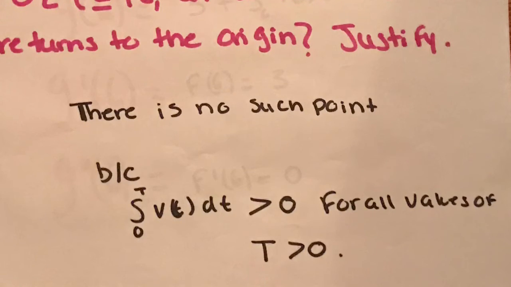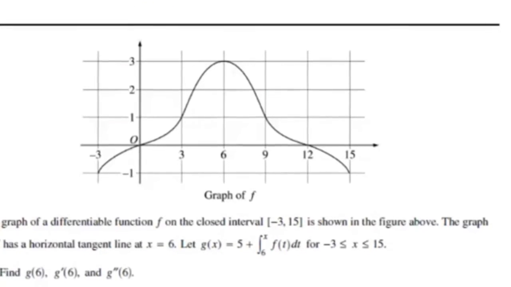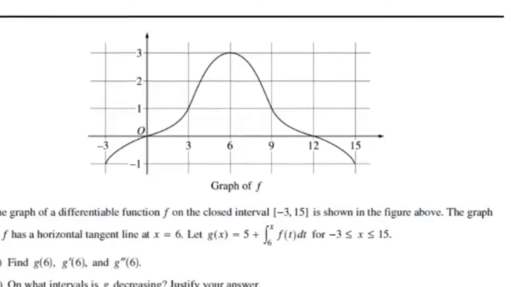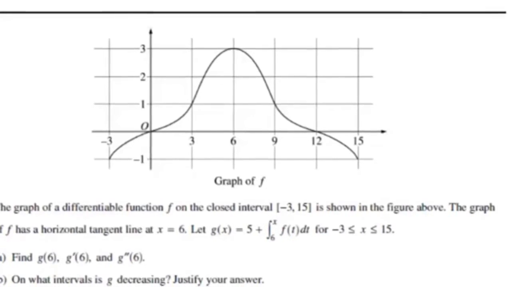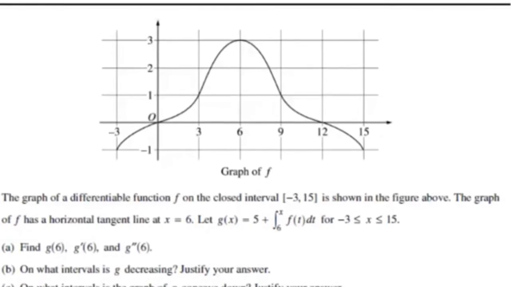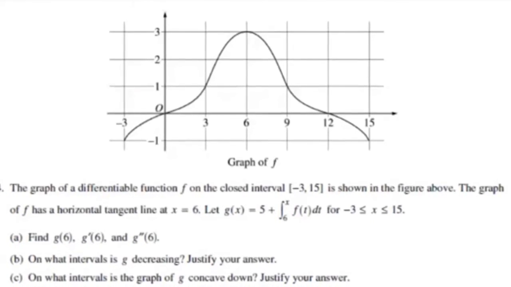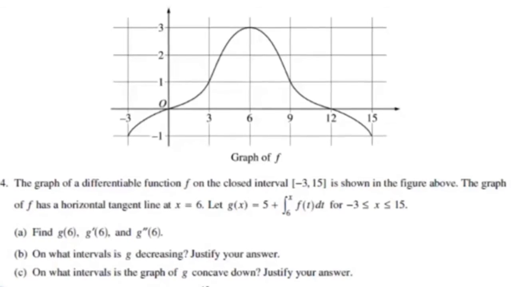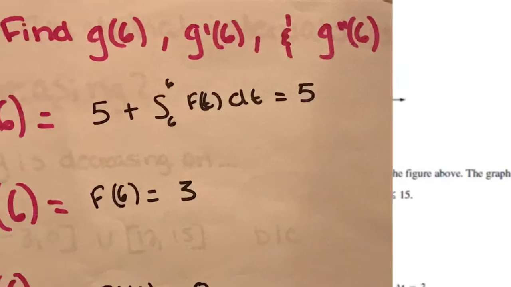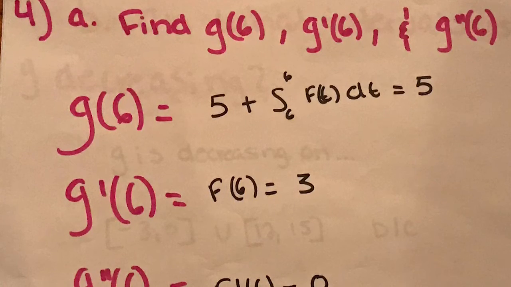Question number 4. The graph of a differentiable function f on the closed interval -3 to 15 is shown in the figure above. The graph of f has a horizontal tangent at x equals 6. Let g of x equal 5 plus the integral from 6 to x of f of t dt, for -3 less than or equal to x less than or equal to 15. Letter A asks us to find g of 6, g prime of 6, and g double prime of 6.